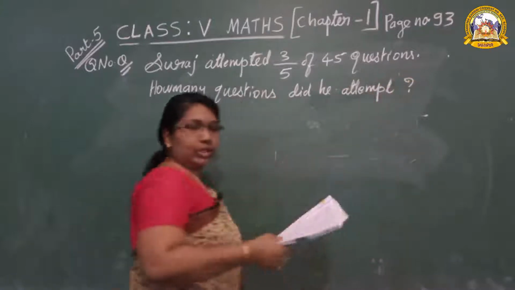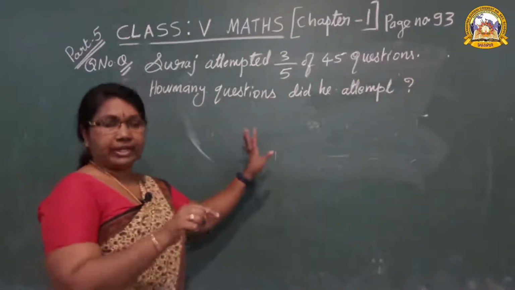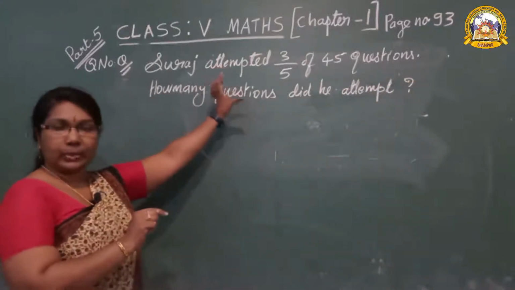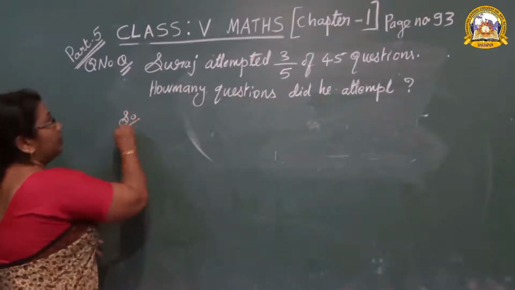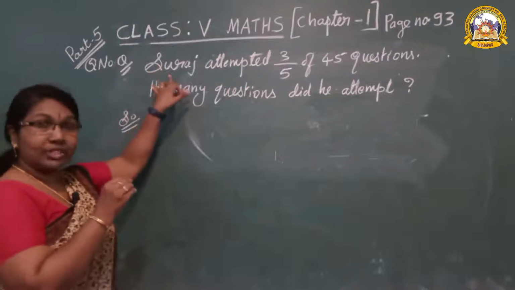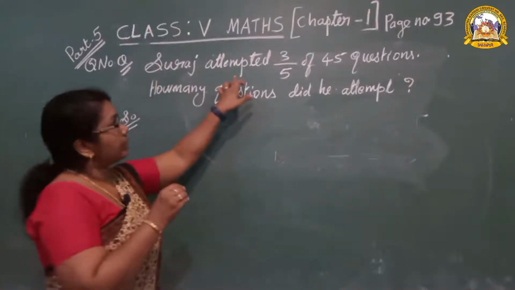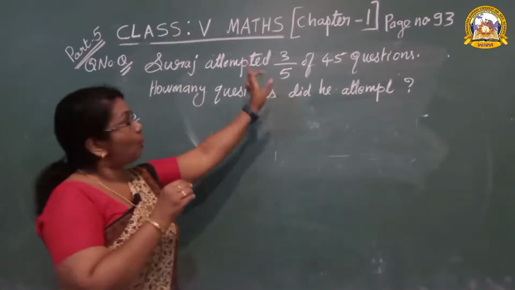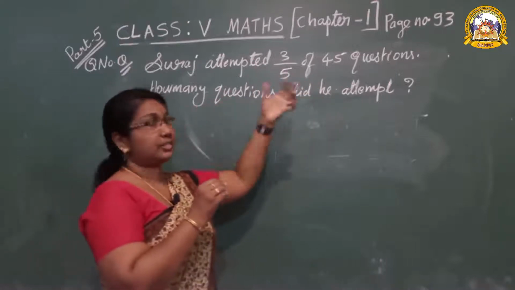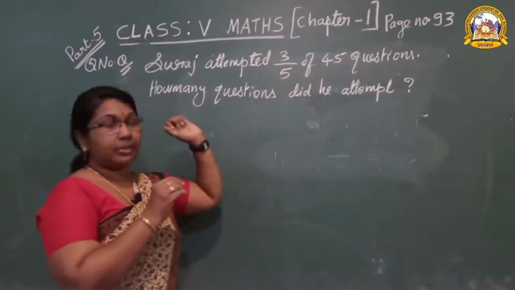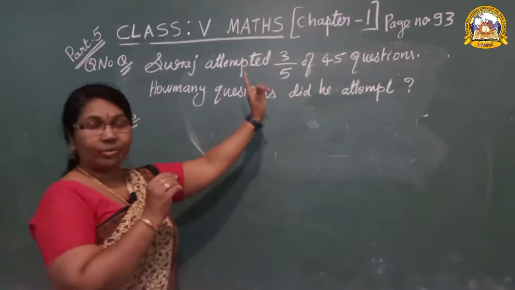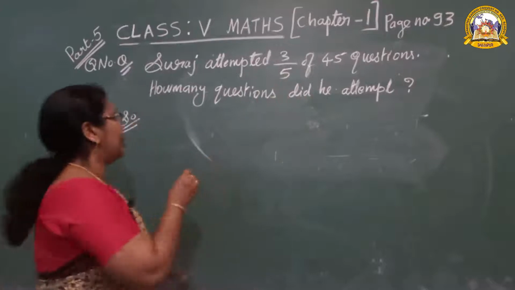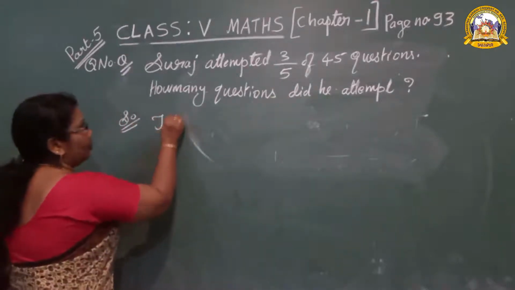Now look here, students, while you are writing the word sum, first you have to write the questions in your CW, then you have to write the solutions. Read the question once more. Suraj attempted 3 by 5 of 45 questions. Can you say what is the first step? Total number of questions. Can you say how many questions are there? 45. So write the first step.